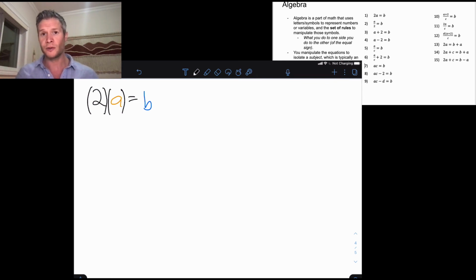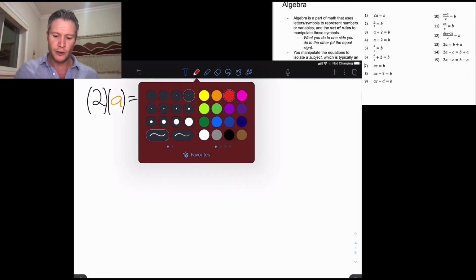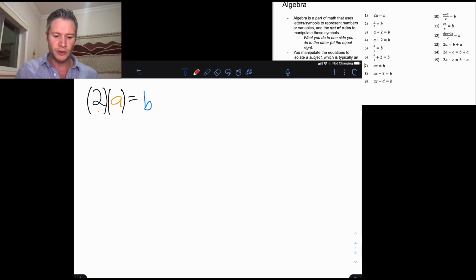It's very similar to what we're doing with our converting of units. Okay, so I see that 2 is multiplied by a, so I'll want to divide. That's kind of the opposite operation, so divide by 2. But because I've done that to the left side of the equation, I want to do that to the right. So I divide by 2.